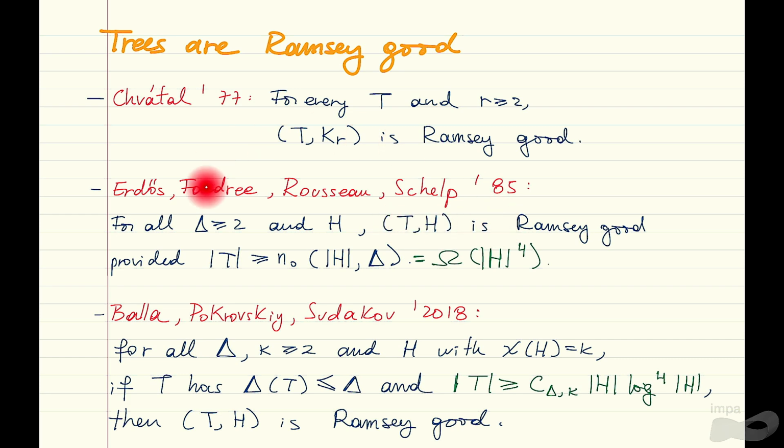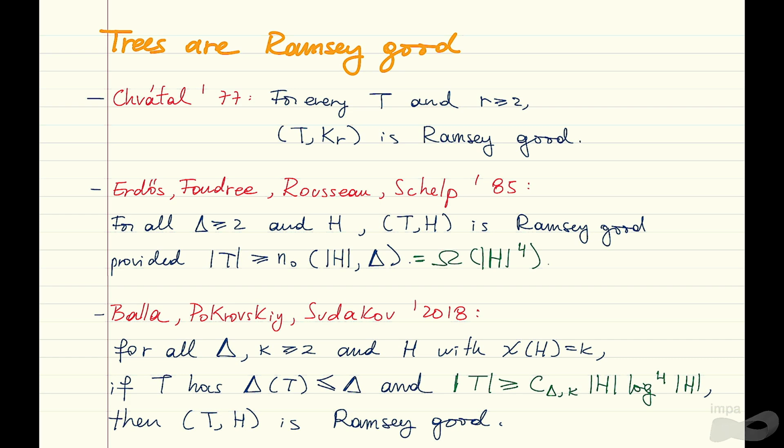From this proof, it's not written in the proof, but you can deduce that you can take this constant to be size of H to the power of 4. And Balla, Pokrovskiy, and Sudakov were interested in trying to get optimal bounds for this number here. So what they proved is that you can actually reduce this number dramatically. They proved that if you fix the bound on the maximum degree, delta, and k, if H is a graph with chromatic number k, then T is going to be Ramsey good with respect to H as long as the size of T is at least some constant depending only on delta and k times the size of H times some logarithmic factor. And they conjectured that you can remove this log factor.